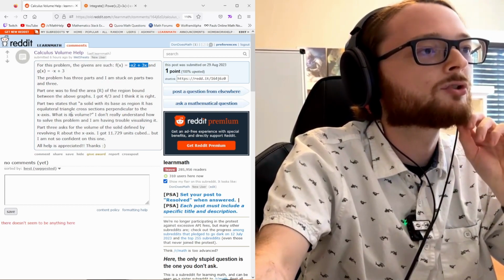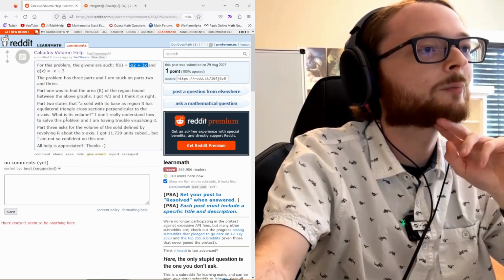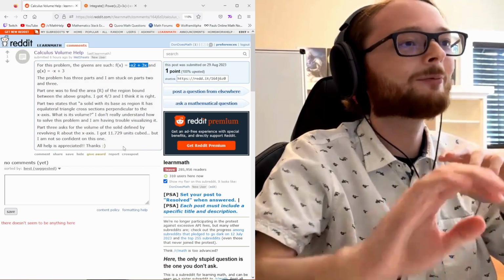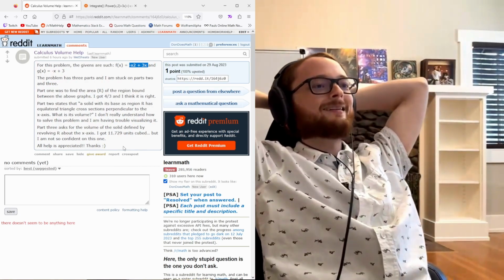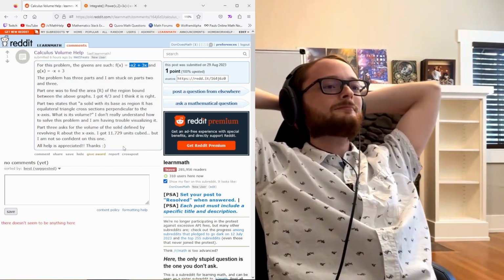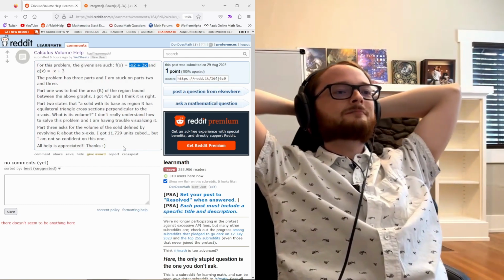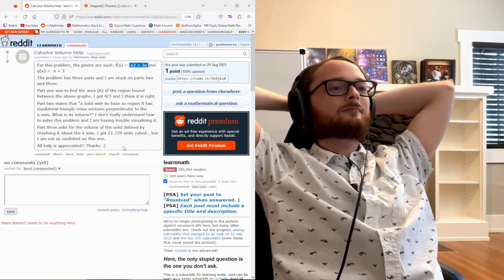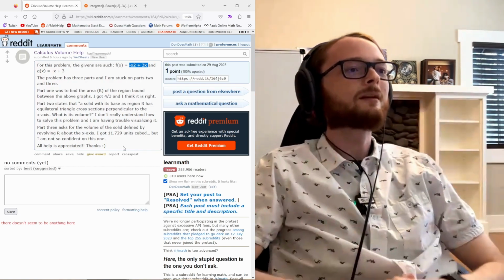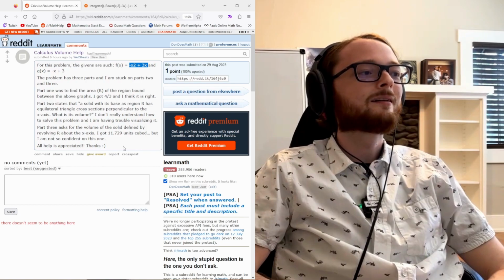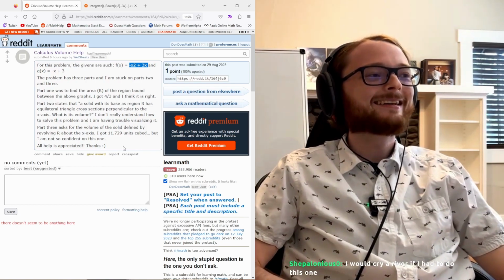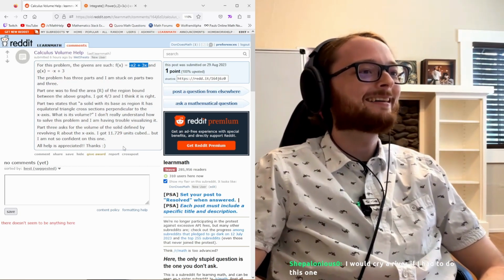Solid with its base as region R has equilateral triangle cross sections perpendicular to the x-axis. What is its volume? Ooh, that's a fun one. You remember if you had to do this one? It's not that easy.